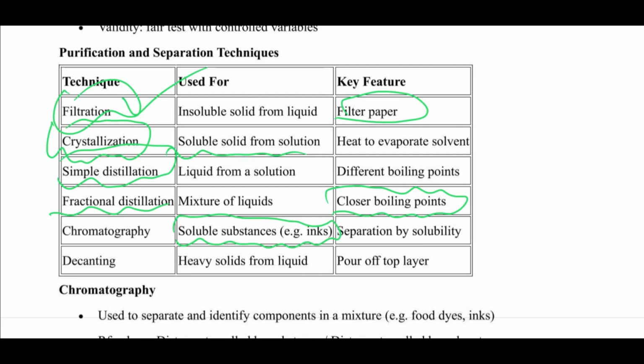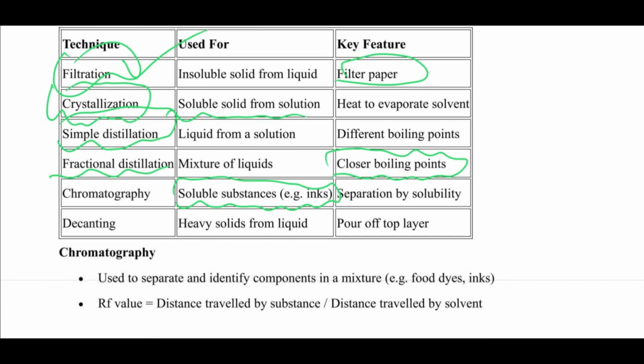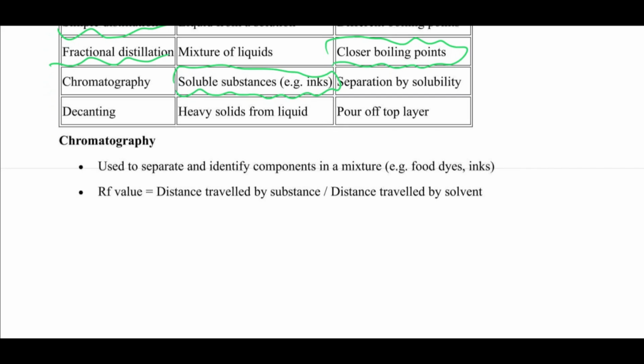Okay. Now another method is decanting heavy solids from liquids. How can you separate heavy solids from a liquid? It's simple. Just pour off the top layer. For example, if you have sand in water, you can just pour off the water from the top layer and the sand will be at the bottom. So this is also one of the techniques used to separate a solid and a liquid if your solid is heavier than the liquid.